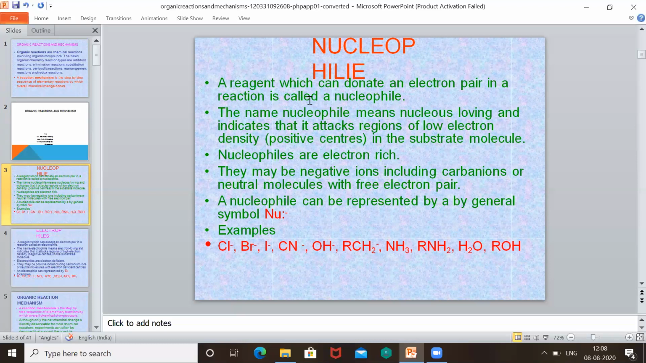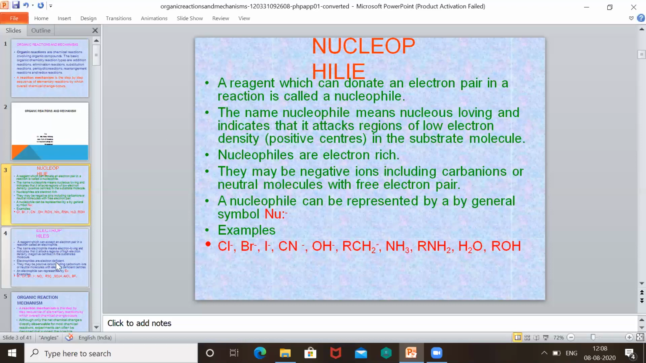Nucleophile means nucleus loving. So nucleophiles are electron-rich compounds. They may be negative ions including the carbanion, or a neutral atom with a free pair of electrons like ammonia. A nucleophile can be represented by a general symbol Nu, Cl minus, Br minus, I minus, CN minus, OH minus, NH3, RNH2, water, ROH. All these are nucleophiles.